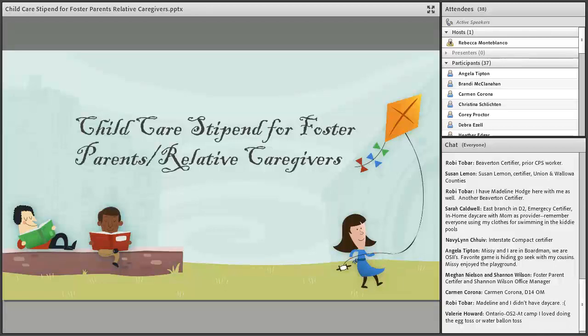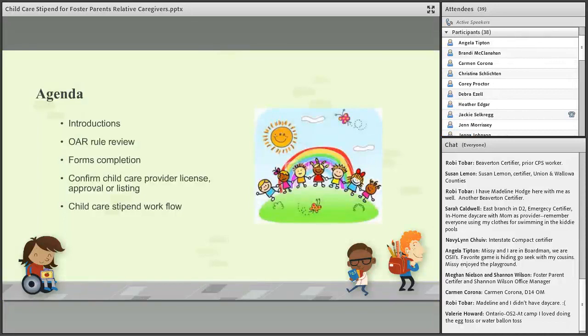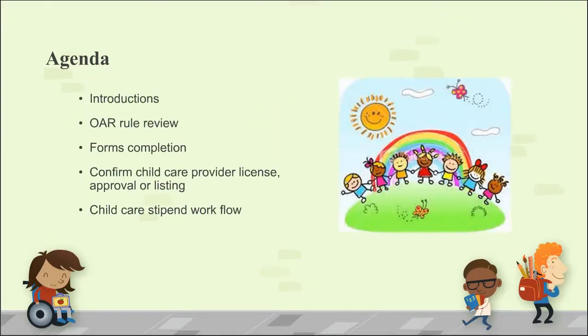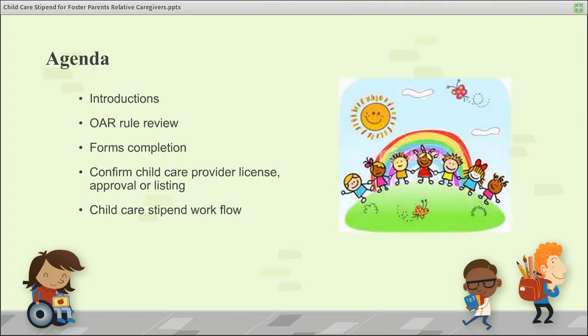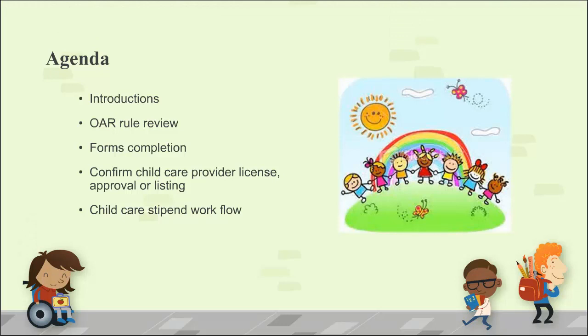Okay, so welcome everybody to the Child Care Stipend for Foster Parents and Relative Caregivers training. What we will be covering during this webinar includes a new ORA rule, which will be covered by our expert here, Donna Haney. We will go over 2 new forms that you will use in this process. We will cover how to determine if a child care provider is licensed or is listed with Self-Sufficiency or is approved through conversation with foster care certifiers. And finally, we will go from beginning to end through the child care stipend workflow.